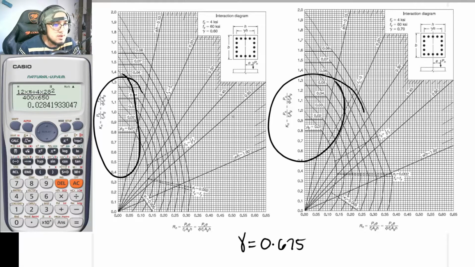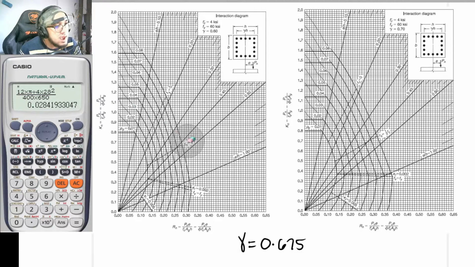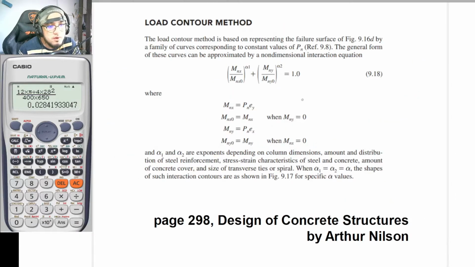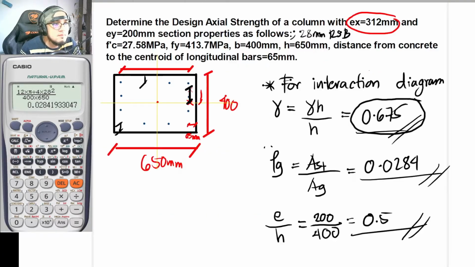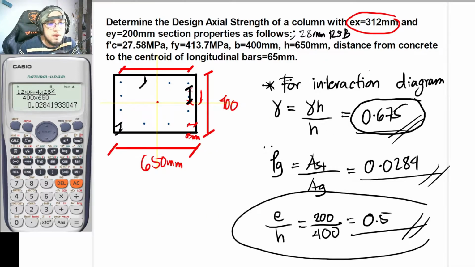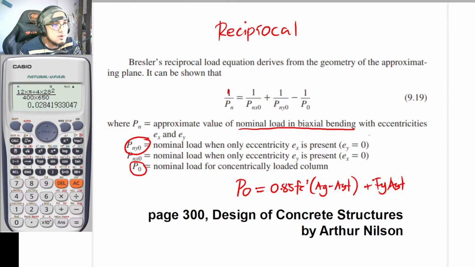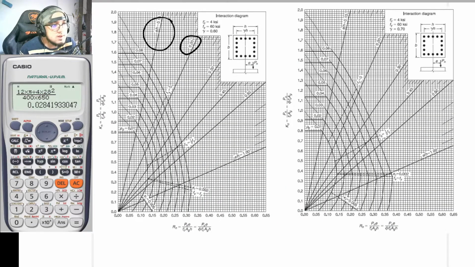Okay, so what is to be my Kn in this location? So, this is our Kn. What we will do, I forgot our E over H. Our E over H is to be 0.5. With that, guys, these diagonal lines are the E over H. So, it is exactly 0.5. So, this is the line we will use.